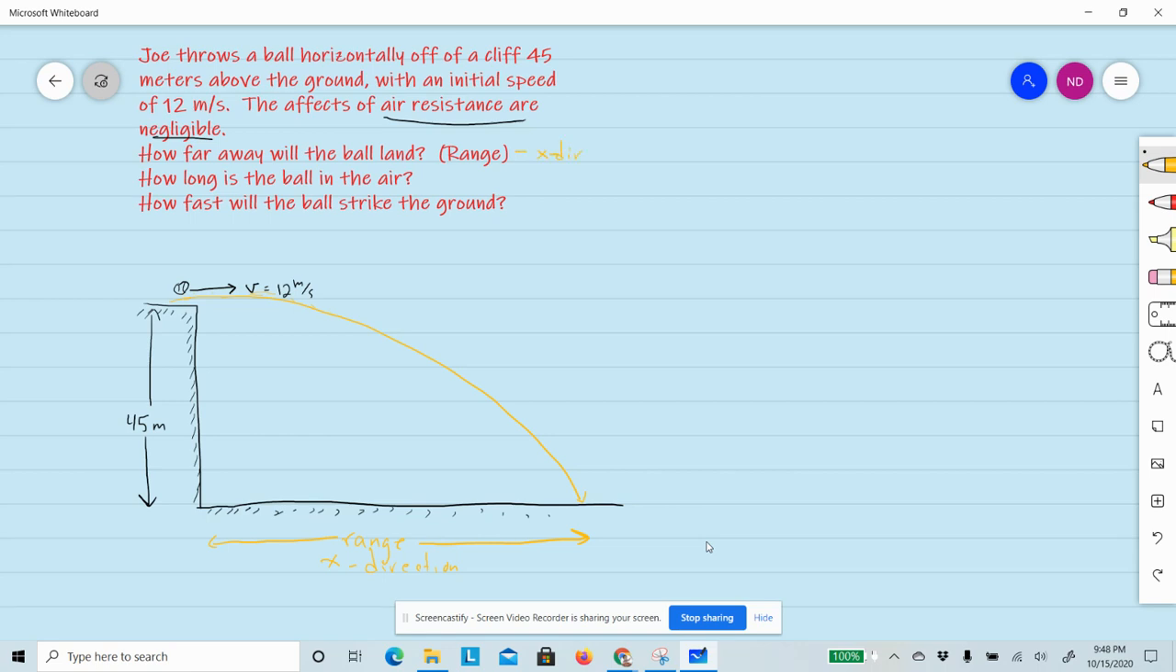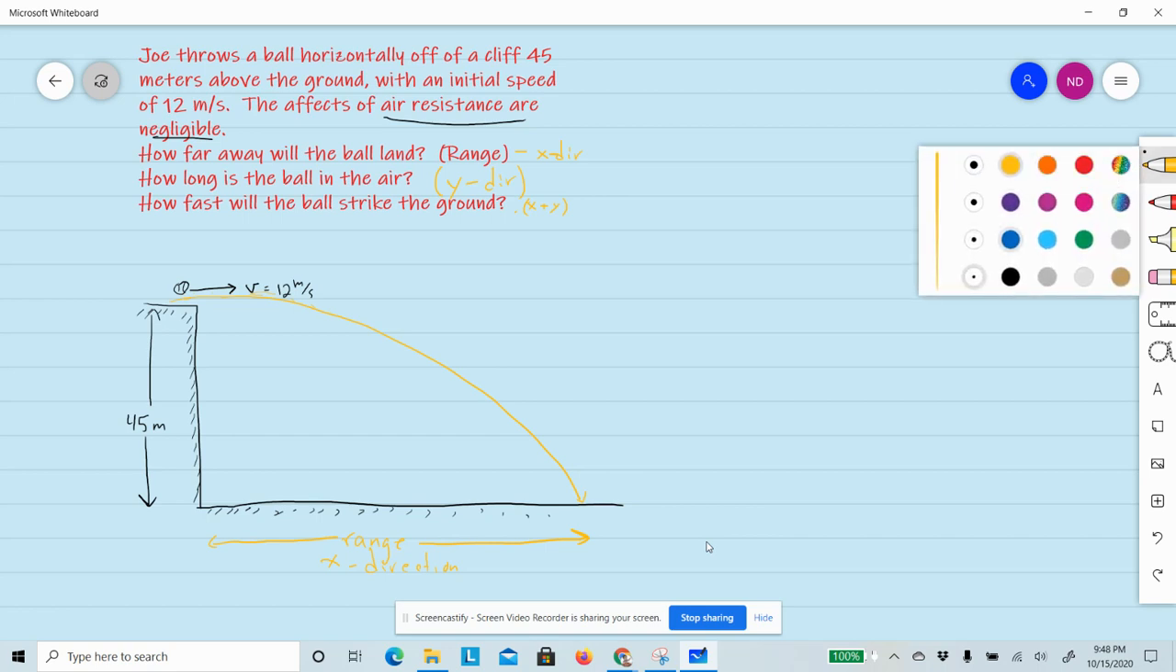And how long is it going to be in the air? Well, that's another interesting question. We're going to use the y direction to figure that out. And then how fast will it be when it strikes the ground? We have to combine x and y, because when it hits the ground, it'll be moving down and sideways at the same time. So we'll have to combine them.